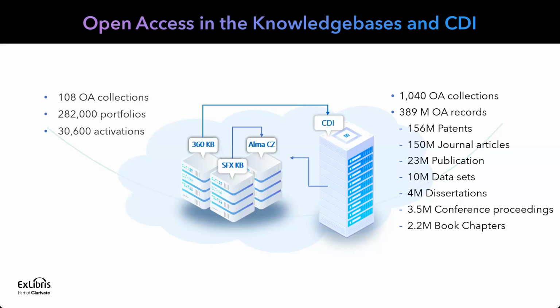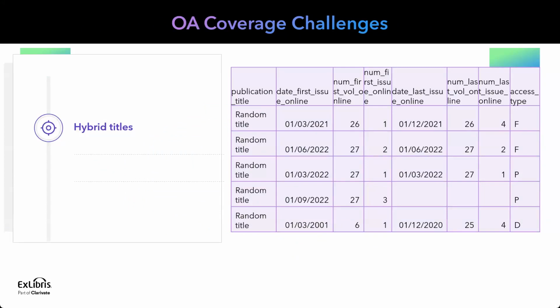In CDI, there are 1,040 specific open access collections and 389 million open access records that can come from other collections as well. The most are patents and journal articles, but there are many more material types, such as publications, data sets, dissertations, conference proceedings, book chapters, and more. Displaying open access properly in the knowledge bases can be challenging. For example, displaying the coverage properly.